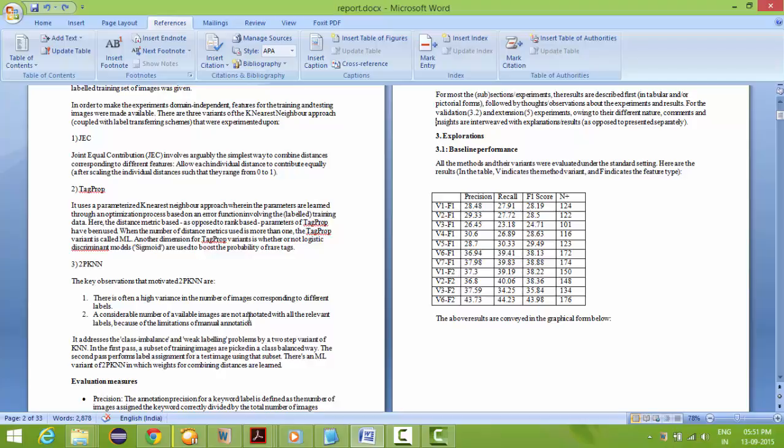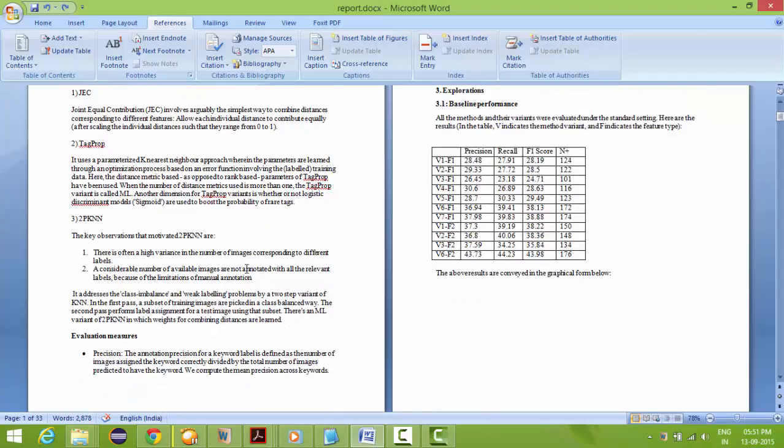In the first pass of 2PKNN, a subset of training images are picked in a class-balanced way. The second pass performs label assignment for a test image using that subset of training images so as to address the class imbalance and weak labeling problems. There is an ML variant of 2PKNN in which weights for combining distances are learned.